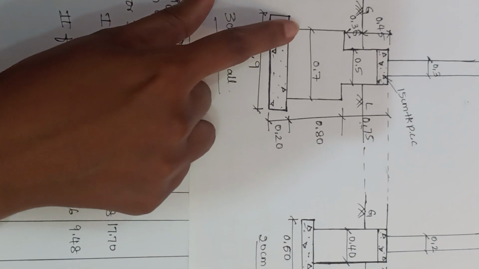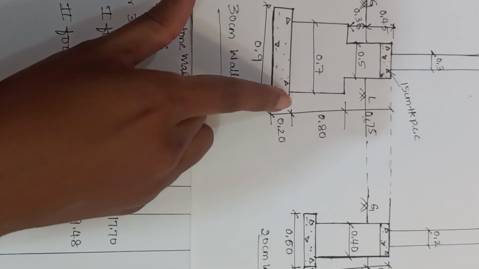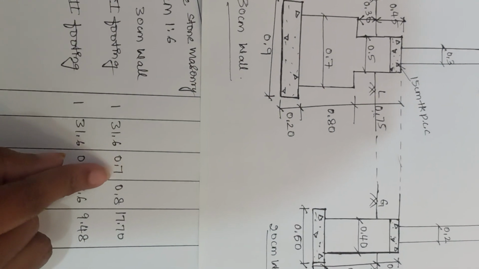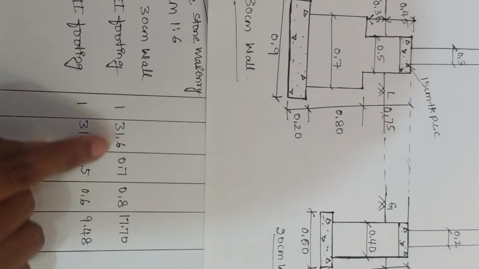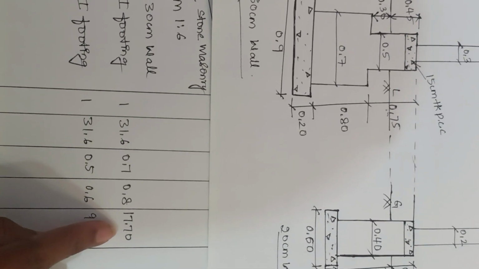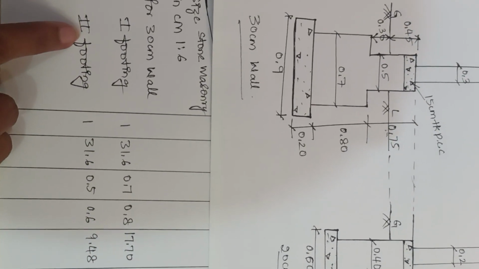Then coming to the width portion, the first footing has a width of 0.7, so let us keep it as 0.7, and it has a depth of 0.8. Then multiply the entire thing so that you get the total quantity at the end. Similarly, do it for the second footing.